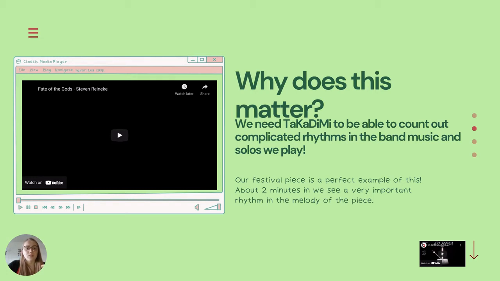About 2 minutes in, we see a very important rhythm in the melody of the piece. All right, so I'm going to play that for you nice and loud, and we'll do that right now. So let's play the piece, okay? We're going to be starting at about 2 minutes in, and this is around measure 52, okay?